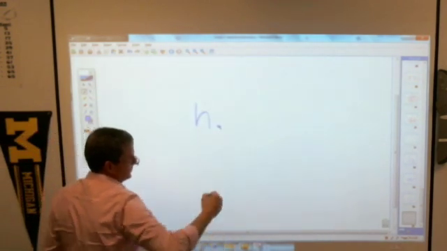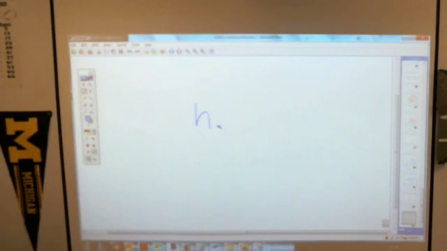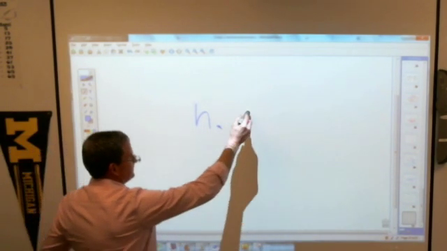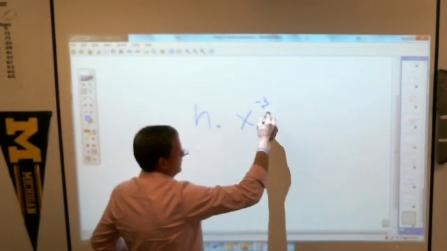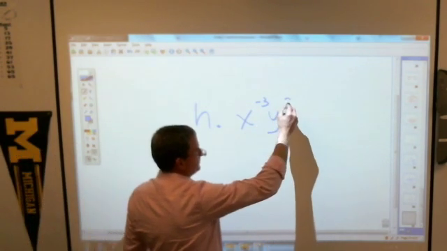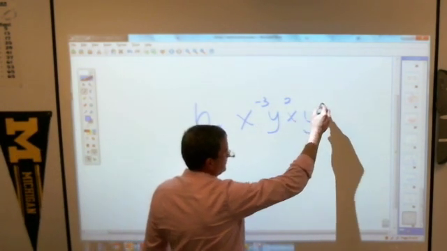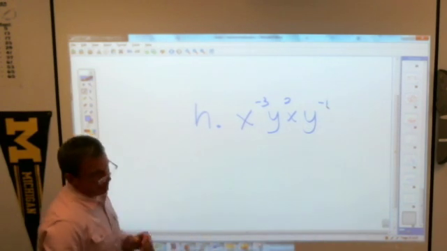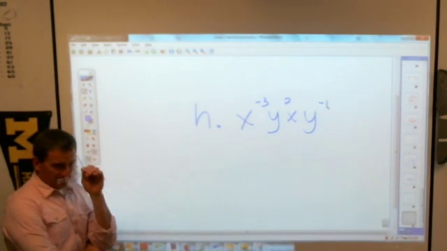I apologize for this, but we have to talk about this. Look at letter H. It has x to the negative 3, y squared, x, y to the negative 1. I will entertain any thoughts on this problem.